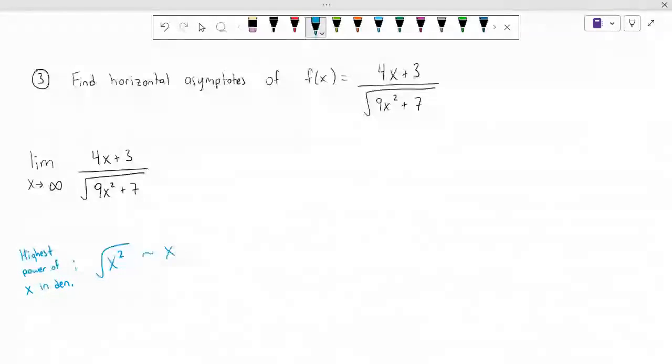we're actually going to think of it as being just x to a power of 1, okay? Although the highest power in the denominator is x squared, because it's being square rooted, we're going to view the highest power as actually being x to a power of 1 instead of x squared. So that means what I would want to do is multiply numerator and denominator by 1 over x right now, okay?